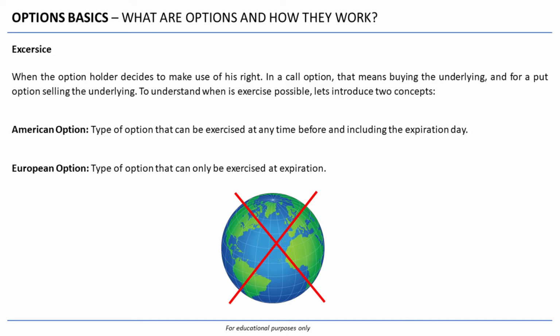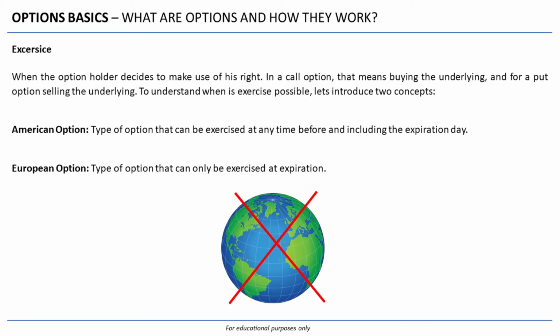Exercise. When the option holder decides to make use of his right. In a call option, that means buying the underlying, and for a put option, selling the underlying. To understand when exercise is possible, let's introduce two concepts. American option, type of option that can be exercised at any time before and including the expiration day. European option, type of option that can only be exercised at expiration.